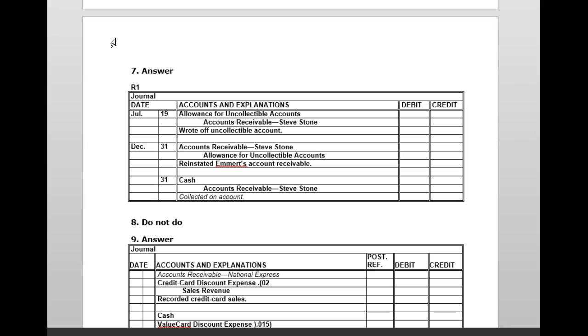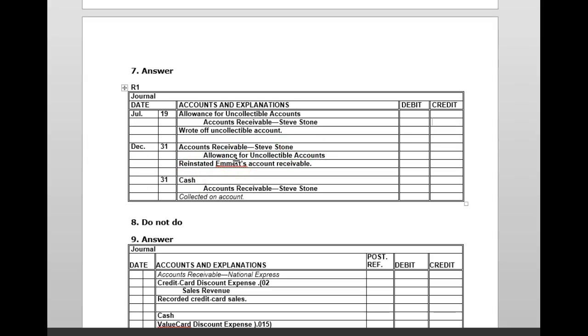So, on July 19th, you decide to write off Steve Stone. It's just not going to happen. So, you take it out of your allowance for uncollectibles, and you take it out of receivables. The allowance has a credit balance, so by debiting it, you lower that. And the receivable has a debit balance, so you lower that by crediting it.